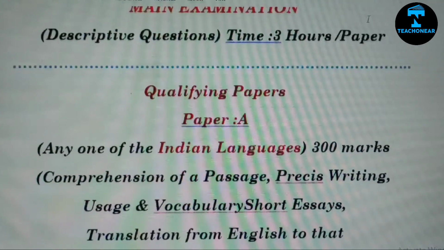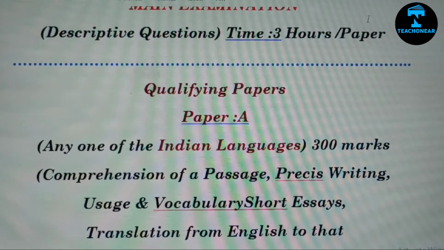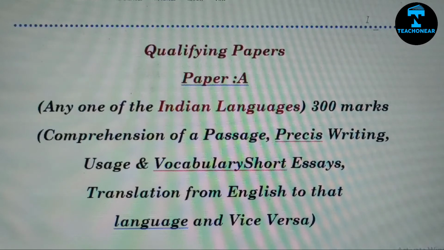Okay, now let us come to the qualifying papers. There are 2 qualifying papers in the main exam, paper A and paper B. What is paper A? Paper A is any Indian language. In our constitution, there are some limited languages, and from those languages, any Indian language can be chosen. It can be Bengali, it can be Tamil, it can be Hindi.